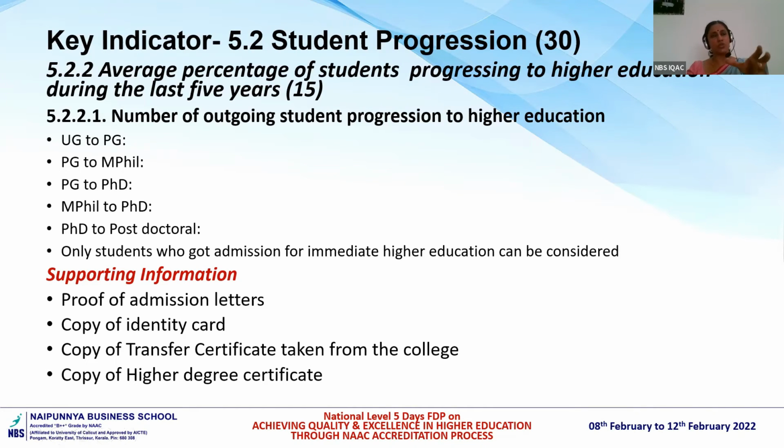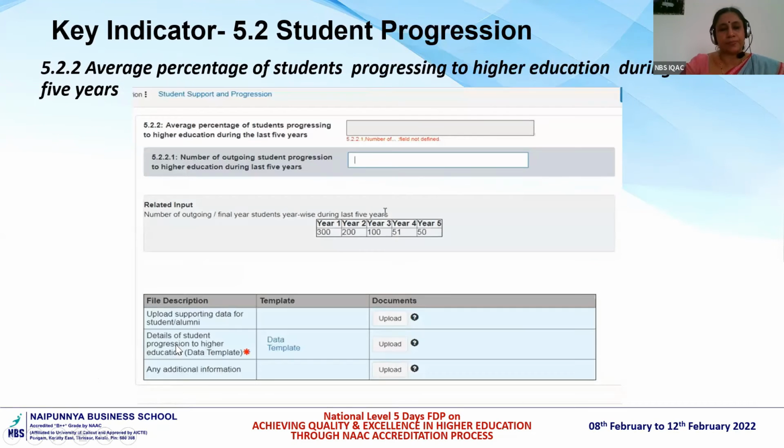So if it is UG to PG, you can maintain a list of students who have moved out for PG, signed by the head of the institution, supported with copies of ID cards, admission letters, degree certificates or transfer certificates and all those things. So this is how the screen will look when you open the SSR.